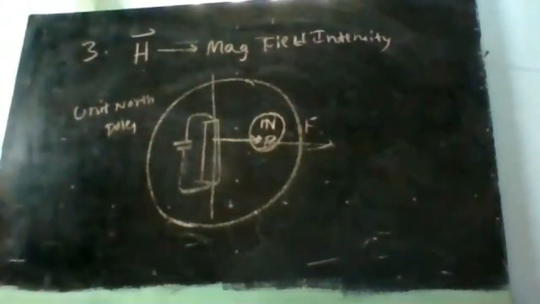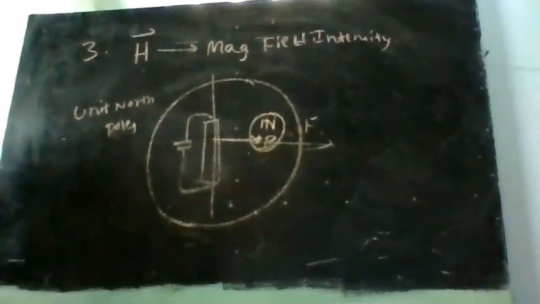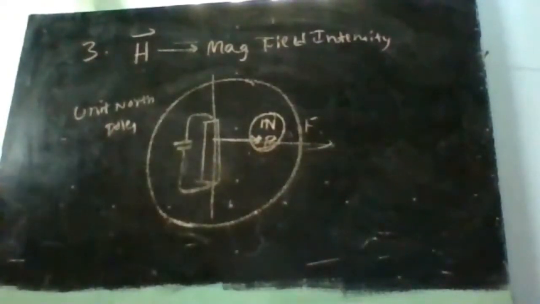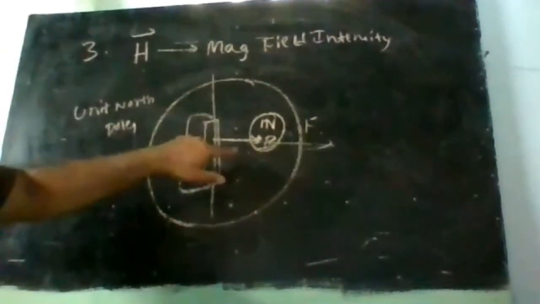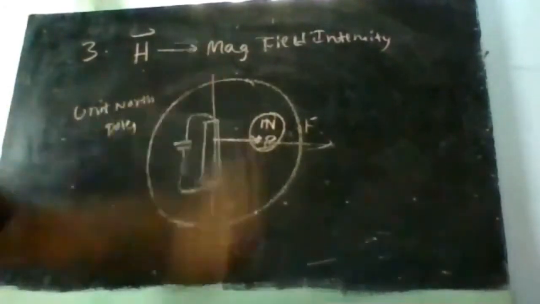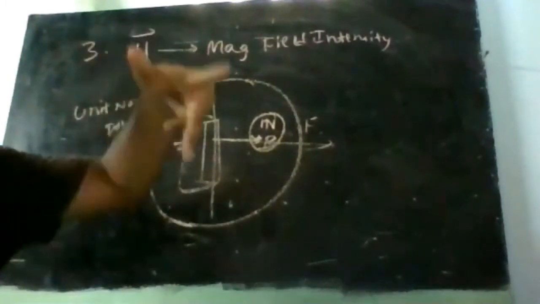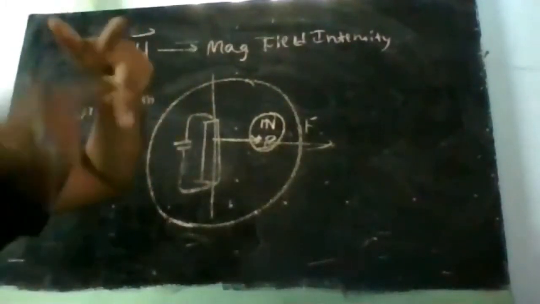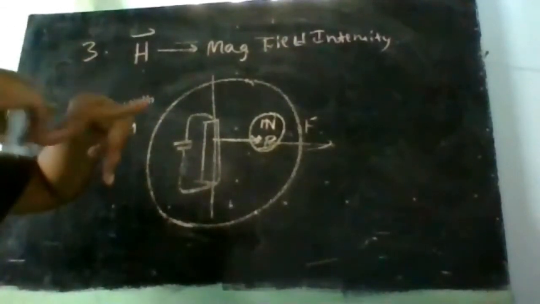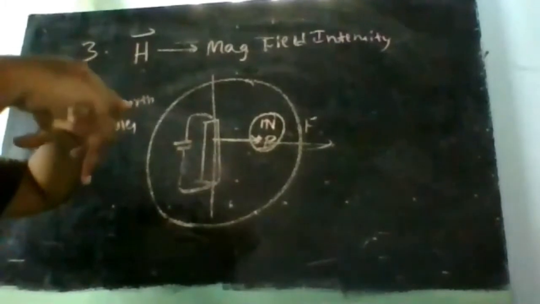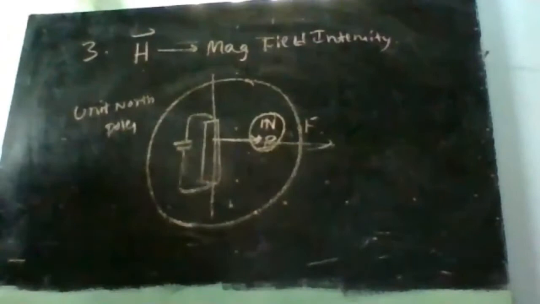Clear with this? So magnetic field is measured using two parameters. The first parameter is magnetic field intensity. What is magnetic field intensity? It is the force experienced by a unit north pole placed at that point. So the magnitude is this. What is the direction? The direction will be normal, perpendicular to the plane containing the line joining the point and the current carrying conductor. That is the direction of the magnetic field, or H bar.